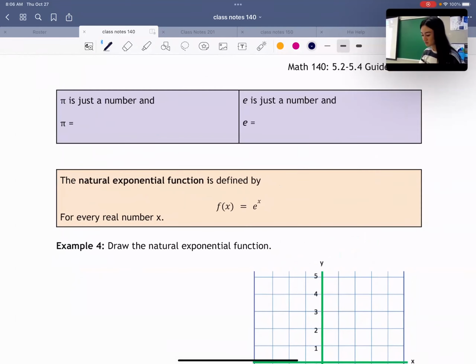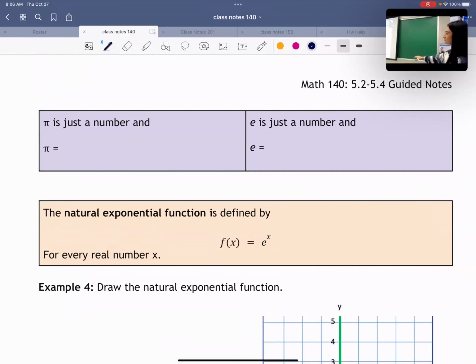So I wrote down this number e. Before we even talk about e, I want to talk about pi. Pi is a number. Does anyone know what it is? 3.14, right? Now, whenever we see pi, we always know that it's just 3.14. The same thing goes with this number e. Anyone know what e stands for?